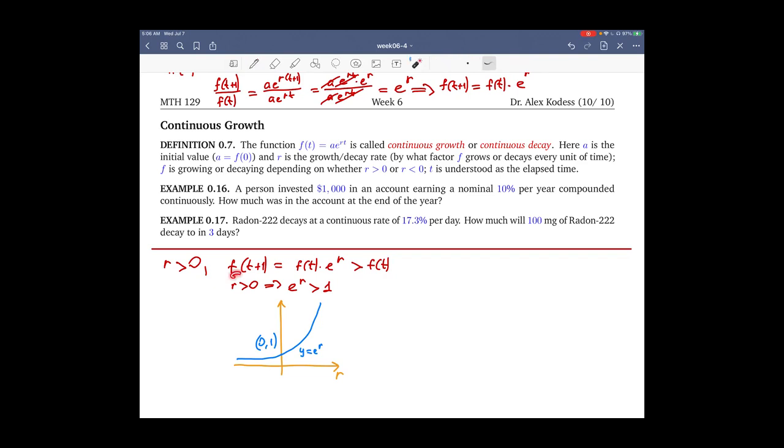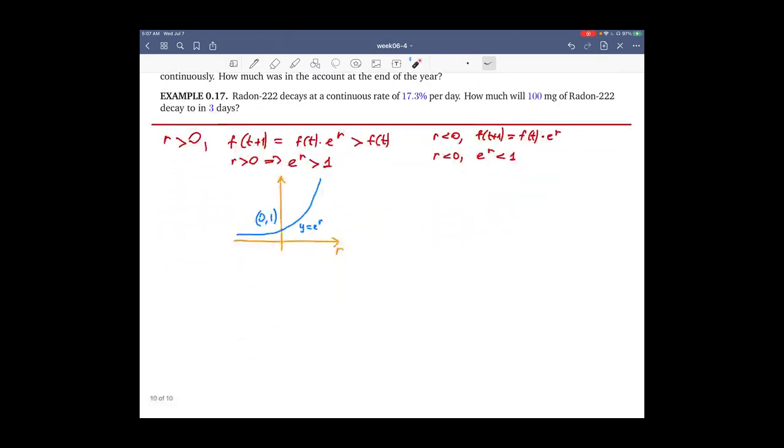The greater the argument, the greater the value of the function is. For r less than 0, we get the opposite situation. F at t plus 1 being f at t times e to the power r. Because r is less than 0, e to the power r is less than 1. Again, that's easy to see on the graph. When the argument is less than 0, the function stays below the line y equals 1.